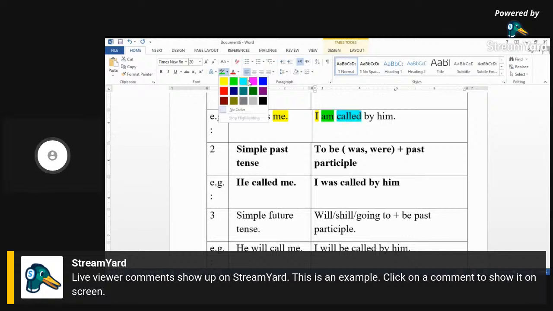This is the third form of the verb. So when we say him, it was, he calls me. So it is the subject, and we bring it at the end of our sentence. I am called by him.